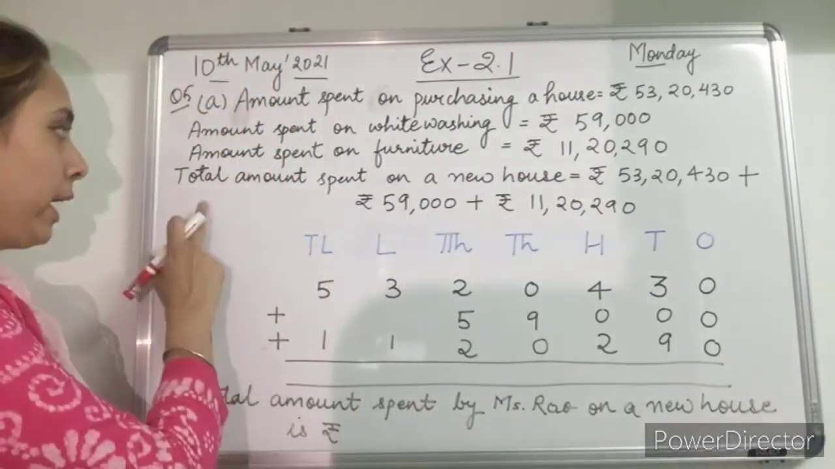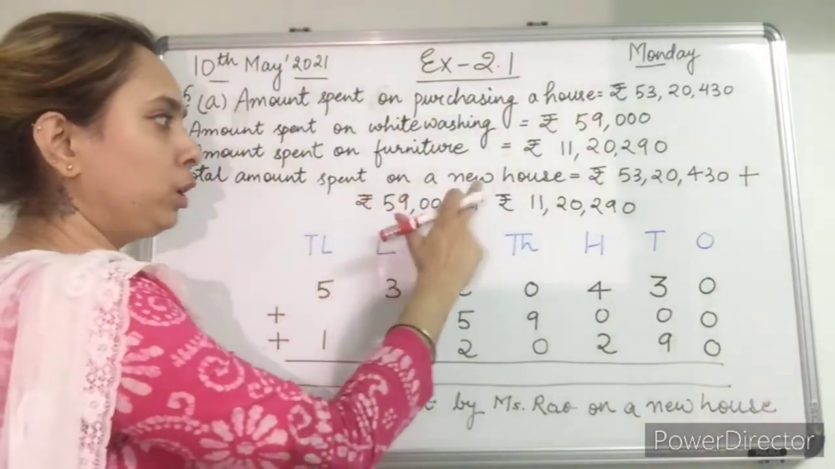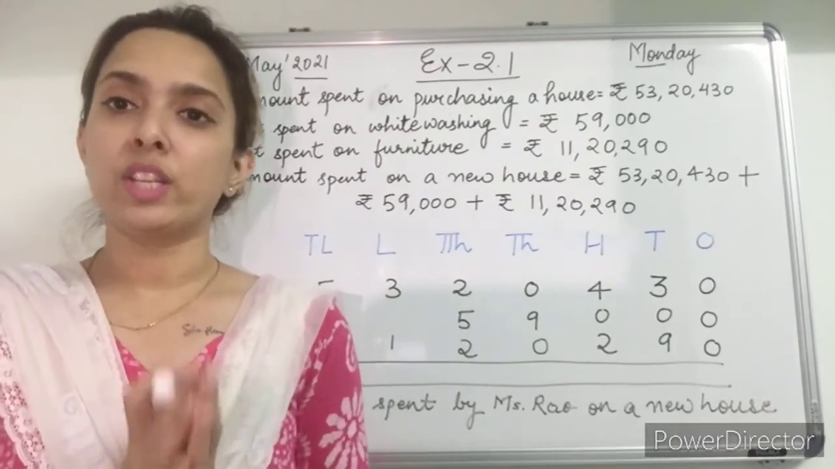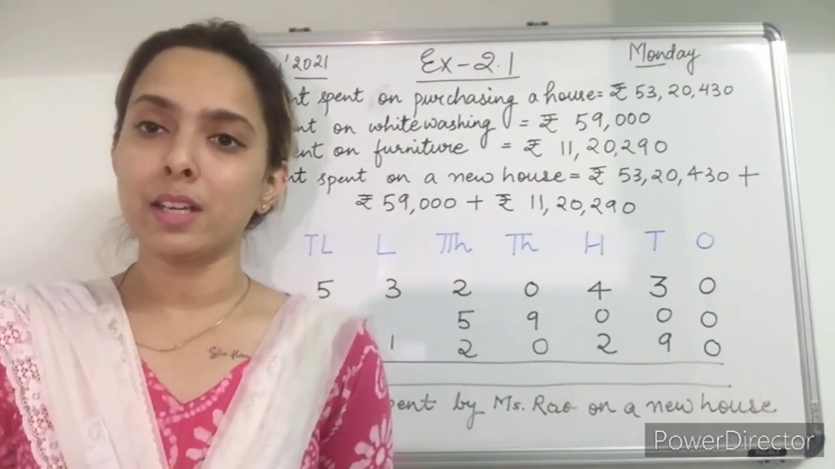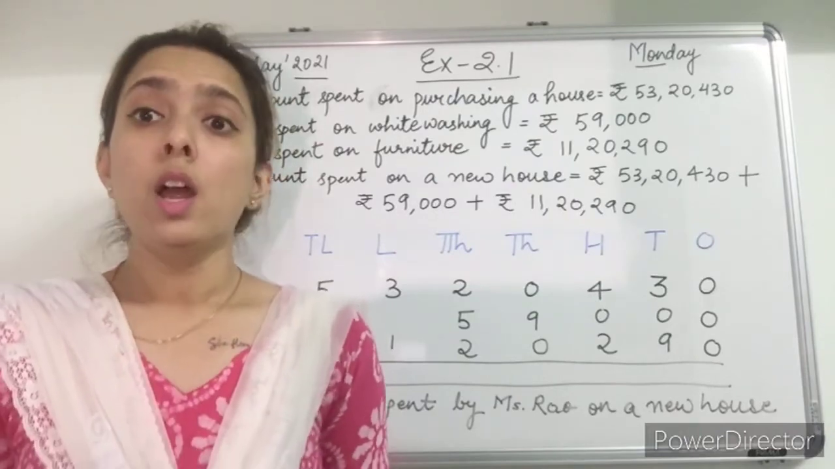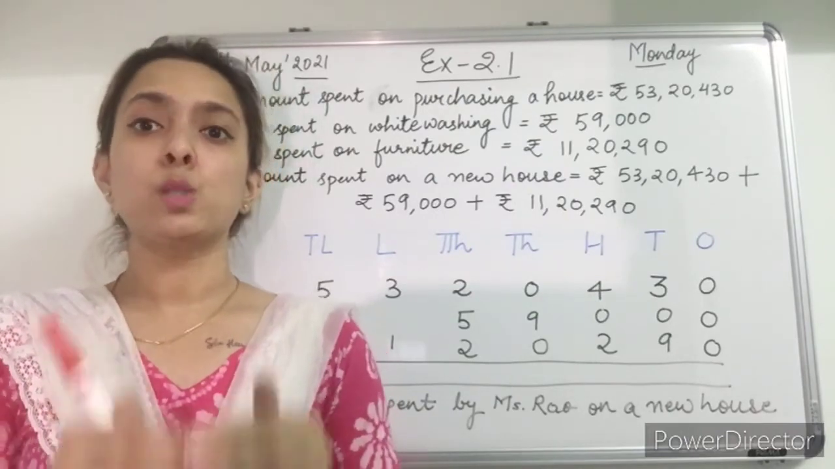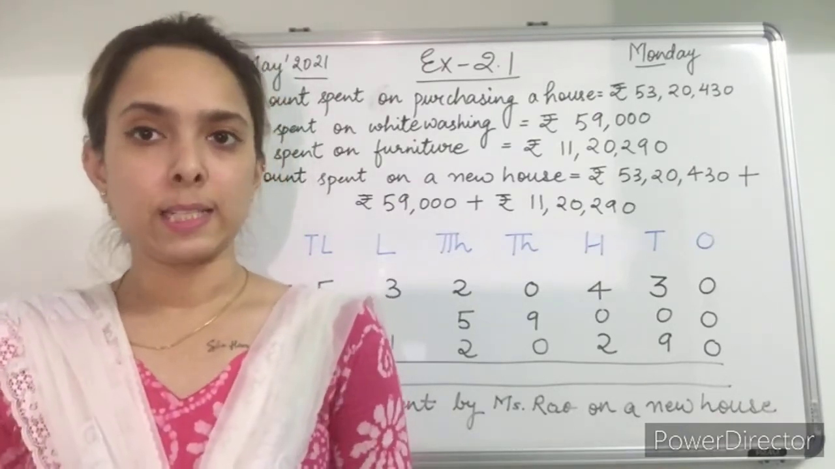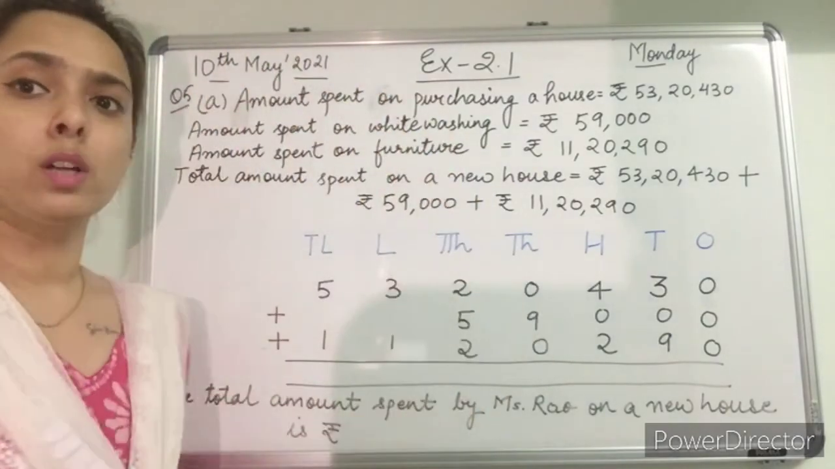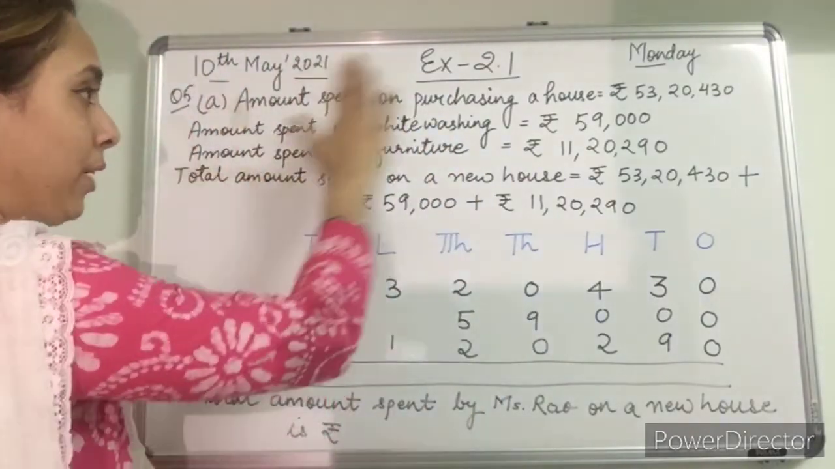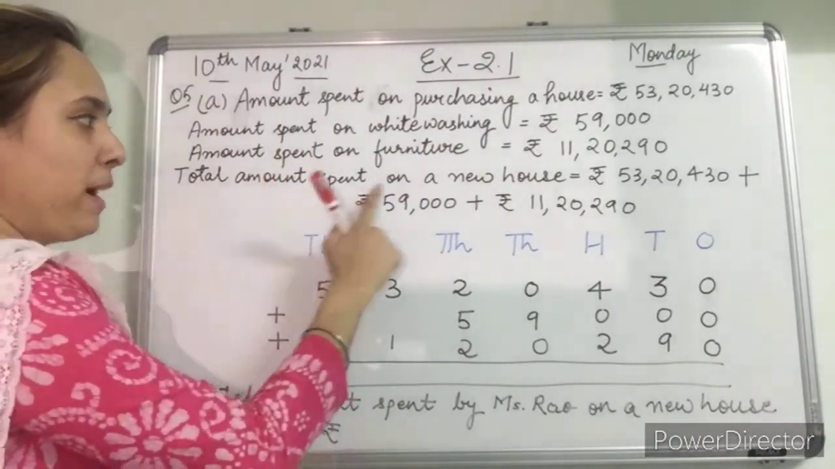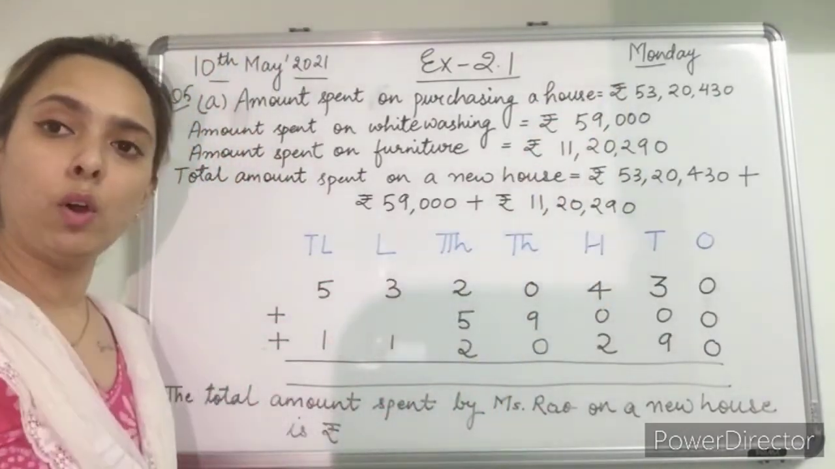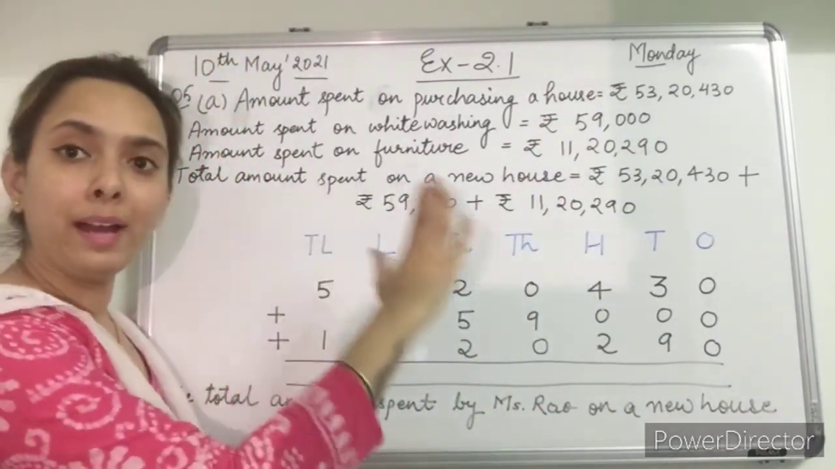So what are we going to write? Total amount spent on a new house. Students, try to make sentences from the question itself. If the question is in the past tense, your statements will also be in the past tense. If your question is in the present tense, your statements will also be in present tense, and the same for the future tense. So here everything was given to us in past tense, so I have written everything in past tense. Total amount spent on a new house, this amount plus this amount and this amount. Till here we all can write. Then we have to perform addition.